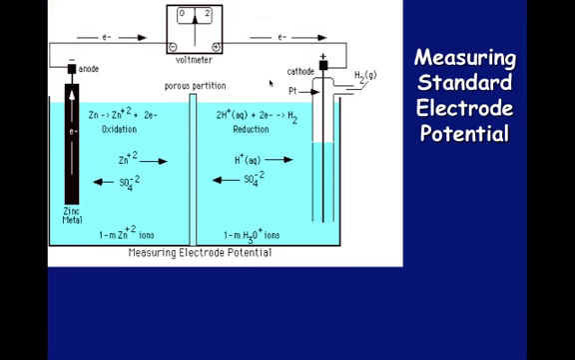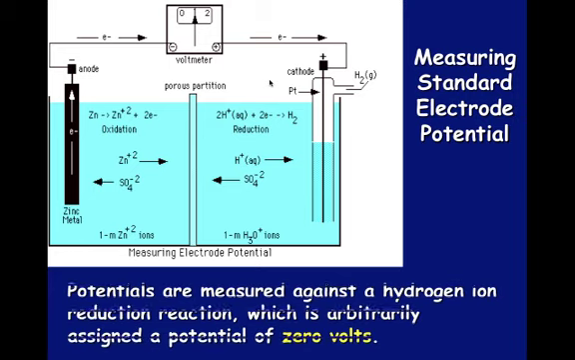So here's a cell. On the right-hand side of it, you can see there's a reduction of hydrogen. On the left-hand side, we're looking at the oxidation of zinc. And they're measuring it against the standard hydrogen. Again, as we said, they're measured against hydrogen ion reduction, which is arbitrarily assigned a potential of 0 volts. Why is it assigned arbitrarily 0 volts? I don't actually know. Sorry about that. But I figure hydrogen is the simplest one, easiest one to work with. I could be wrong.